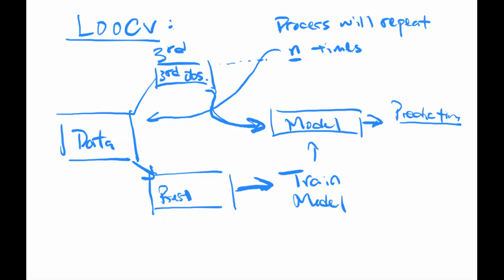So this is basically the reason why we call this leave one out cross validation, because every time we leave one observation out and we use the rest to train. So this is basically the idea for a leave one out approach.